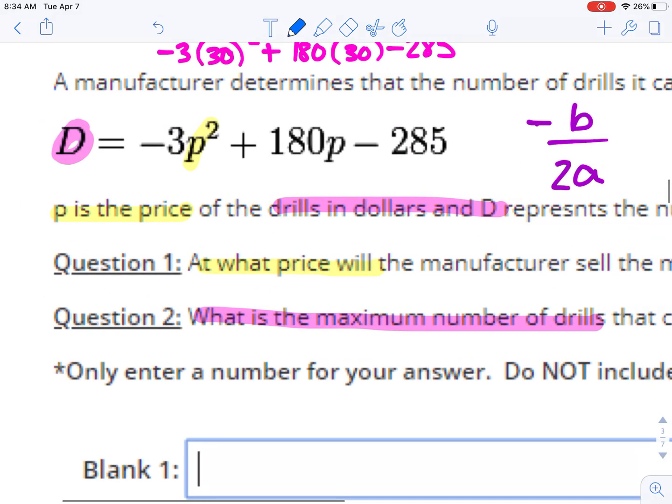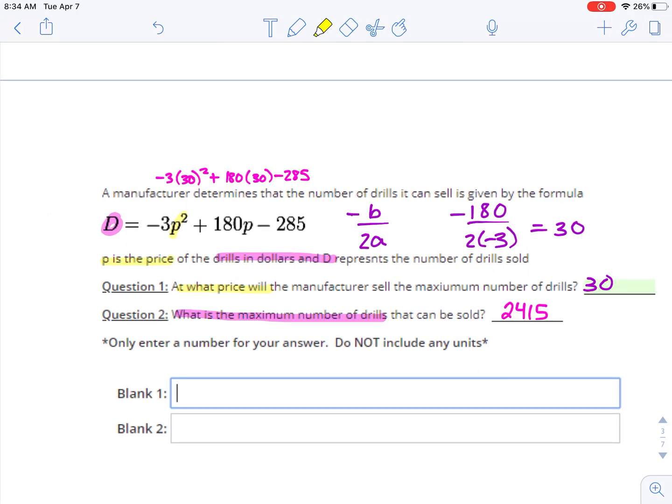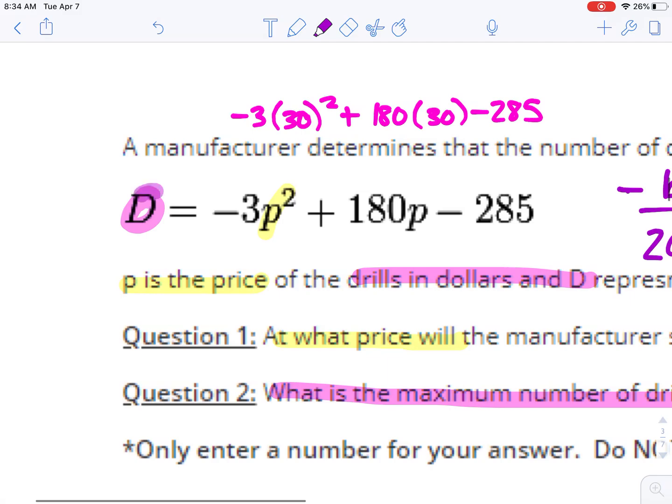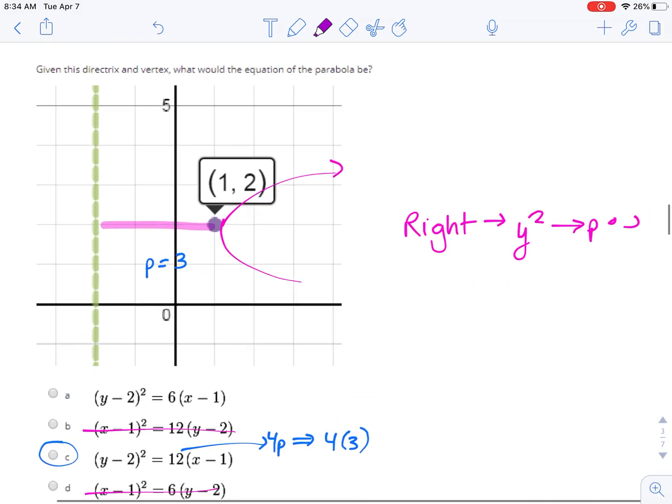But then they tell us, question 1 says, what will the price be? Price represents p, and p is where your x's would be, and that would be the 30. When you plug in, you get your Y value, and it says the D for drills is our Y value. So when you plug in, you get the Y. Like I said, most people did well. They just had them flip-flopped. Read closely in the directions for what the letters represent.